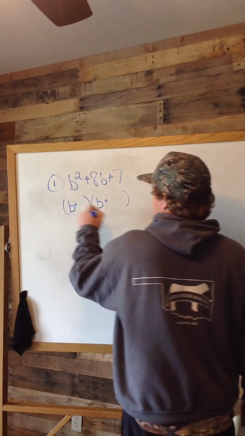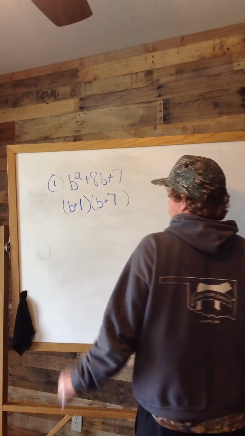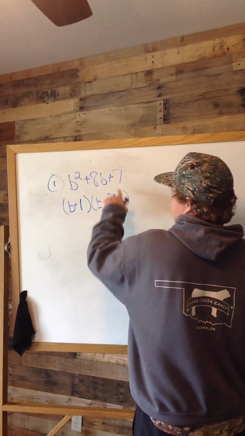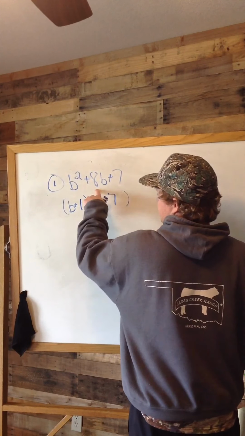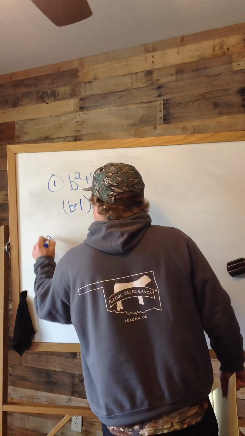The answer there is going to be 1 and 7. 1 times 7 gives me 7. 1 plus 7 gives me my 8. Now look at number 2.